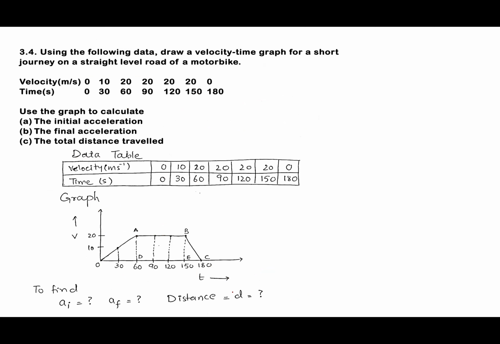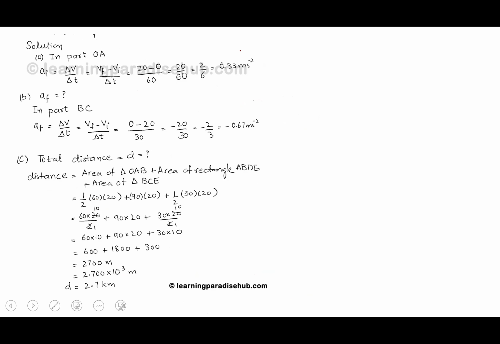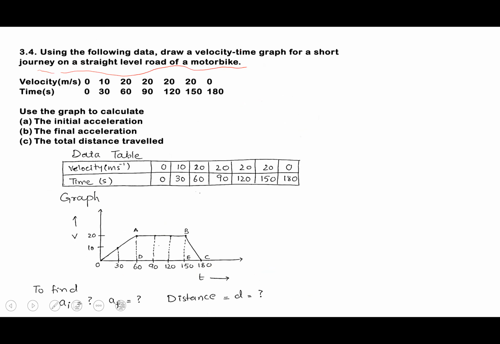Now, the third equation we will solve graphically. Using the following data, draw a velocity time graph for a short journey on a straight level road of a motorbike. So, values of velocity are given. These are the values of velocity, and this is recorded in different intervals of time. Use the graph to calculate initial acceleration, final acceleration, distance traveled.